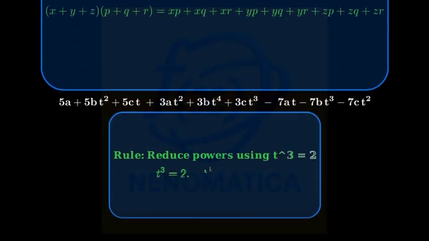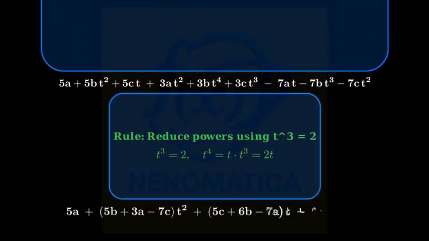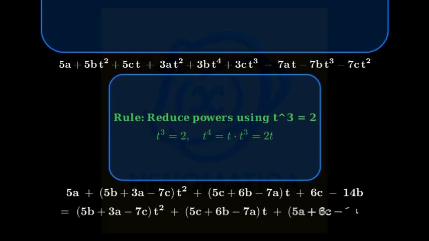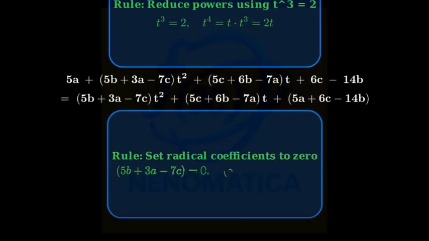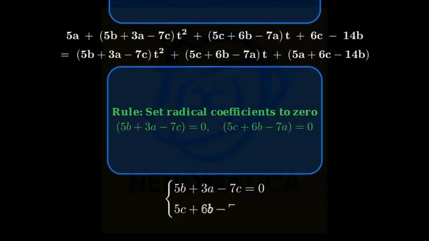Step 3. Because t cubed equals 2, we have t to the fourth equals 2t. Replace t cubed by 2 and t to the fourth by 2t, then collect like terms in 1, t and t squared. Step 4. For the product to be purely rational, the coefficients of t squared and t must both be 0. This gives a 2 by 2 linear system for a, b, and c.